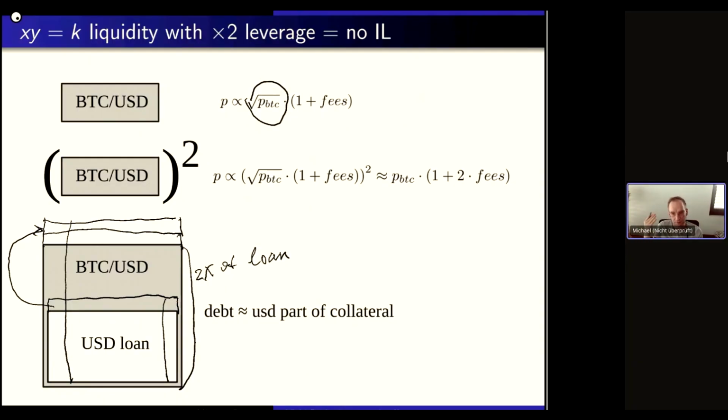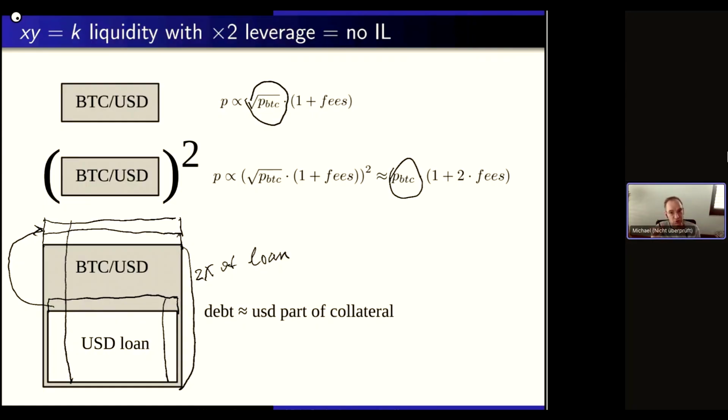If you do that, then the value of this overall position is proportional to the square of the value of your collateral. But remember, the value of your collateral was the square root of Bitcoin price. So you square the square root, and the value of your resultant position will be proportional to Bitcoin price, plus it would earn some of the exchange fees. So that's the overall idea.